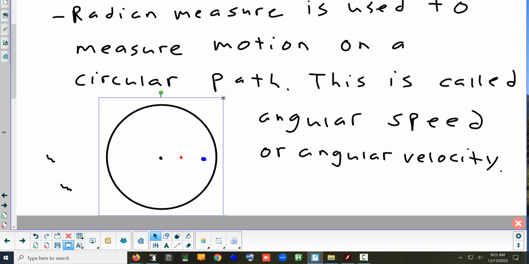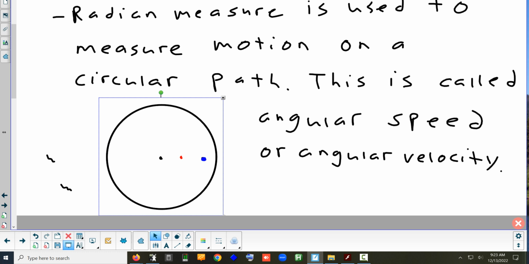Which one of them, well, first of all, did they all travel the same distance? No. Which one of them traveled the farthest? What? The blue dot. And the black one, well, that was right in the middle. It's like it didn't move at all. And the red dot traveled somewhere in the middle. But everybody agrees the blue dot traveled the furthest.